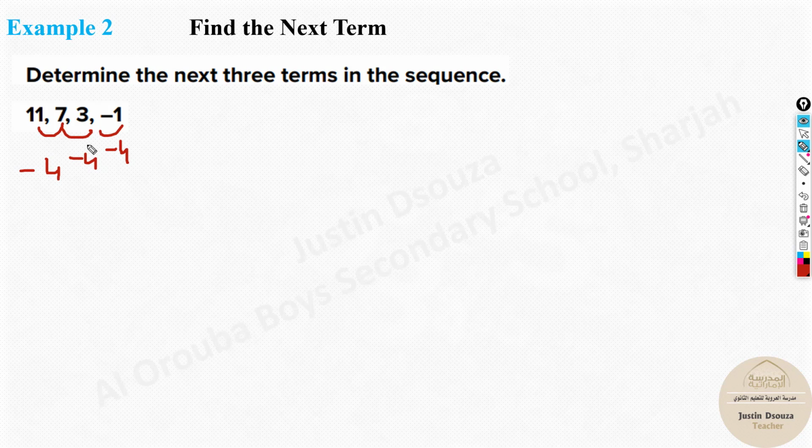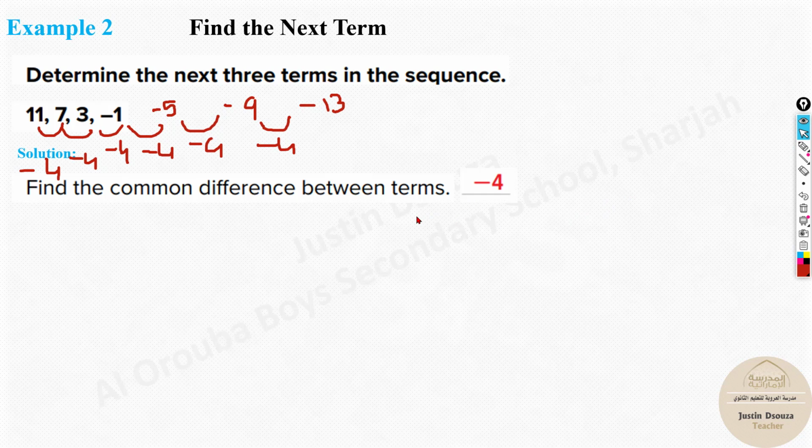Now, I know the differences throughout the terms are the same. So if I subtract 4 from -1, I must get the next term. It's -5. Again, take away 4, you will get -9. And lastly, if you take away 4, you will get -13. So these are the three terms.